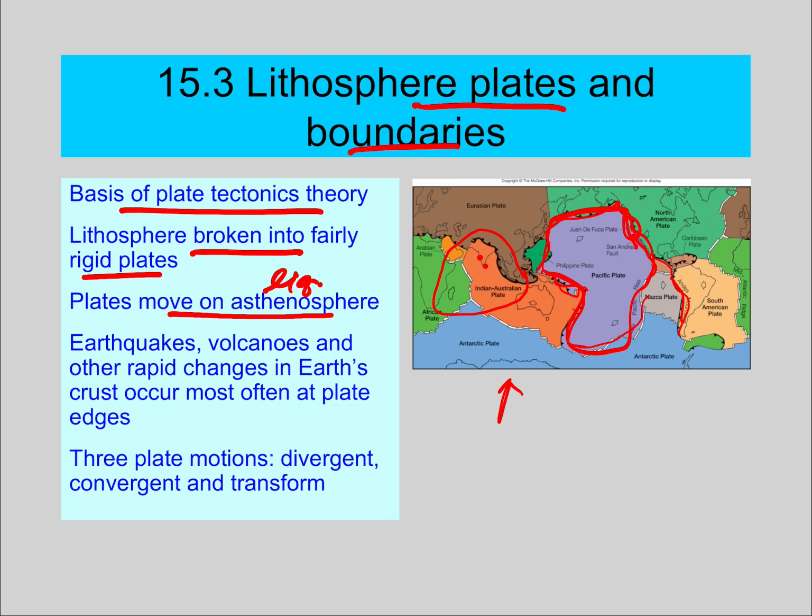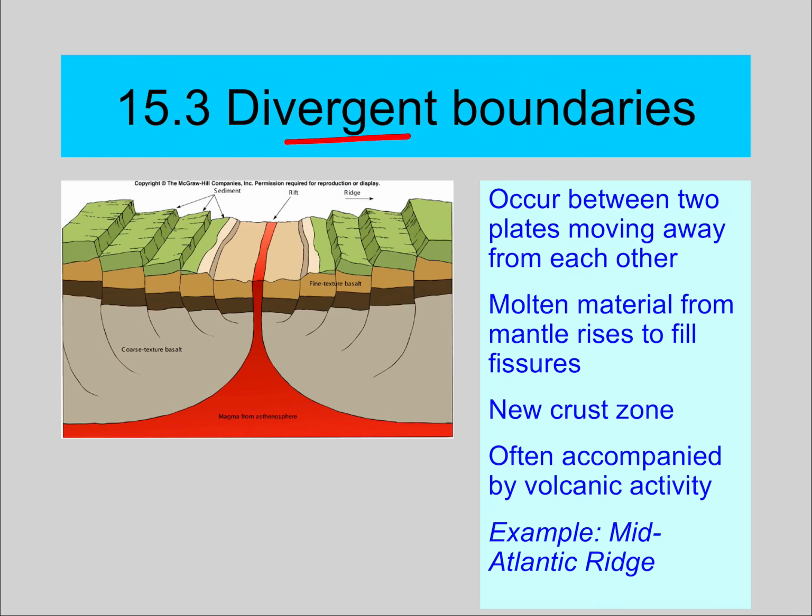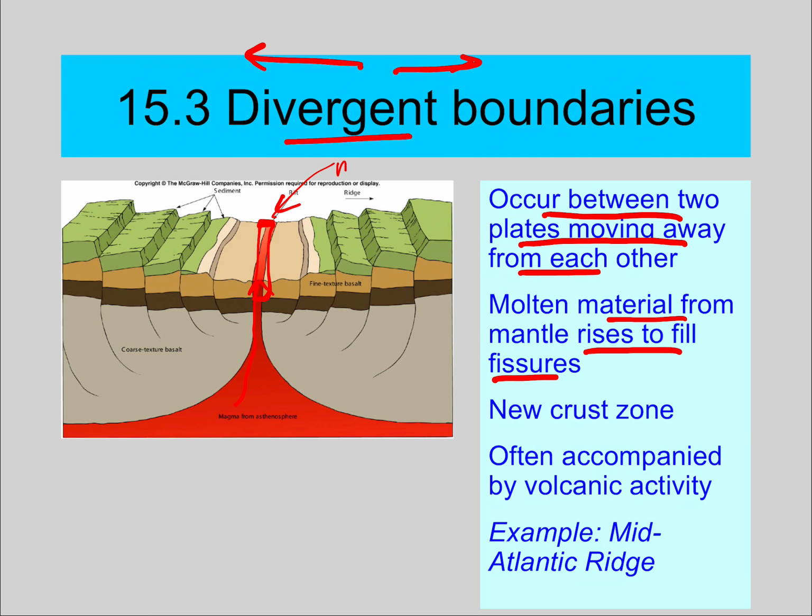We have 3 plate motions which are important to us: divergent, convergent, and transform. Divergent boundaries are where 2 plates are moving away from each other, so they're diverging. Molten material will rise up out of the mantle as a result of the moving apart, and that happens to fill the fissures, to fill the breaks. So new crust is formed here. This is a new crust zone, often accompanied by volcanic activity, with the prime example being the Mid-Atlantic Ridge.